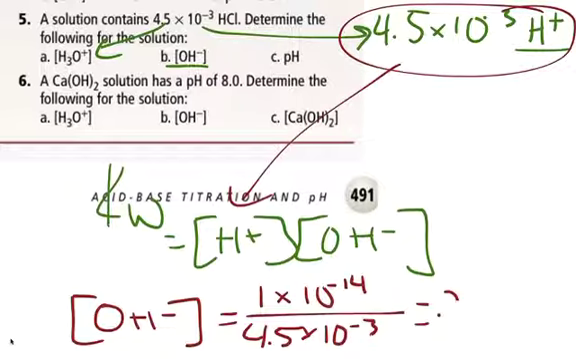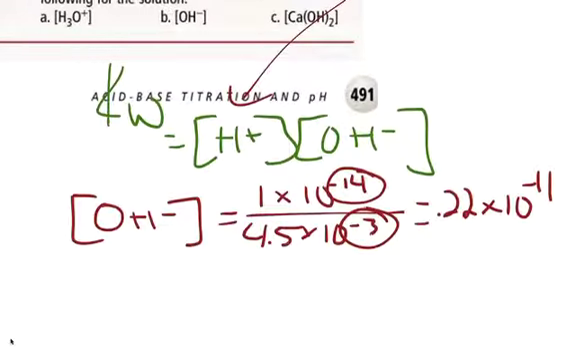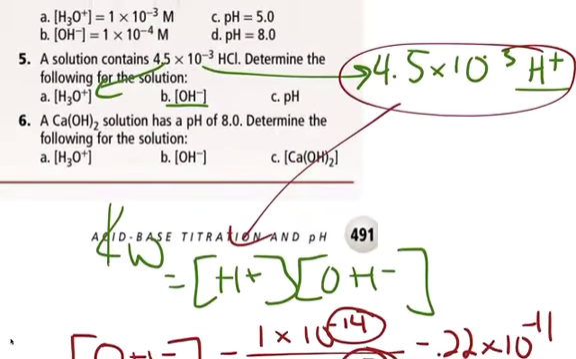1 divided by 4.5, I believe, is about 0.22 times 10 to the negative 14th minus a negative 3. We have to add it. We get negative 11th. So my hydroxide ion concentration, 0.22 times 10 to the negative 11th, or 2.2 times 10 to the negative 12. This value just got bigger, so this needs to get smaller. So that's my hydroxide ion concentration.